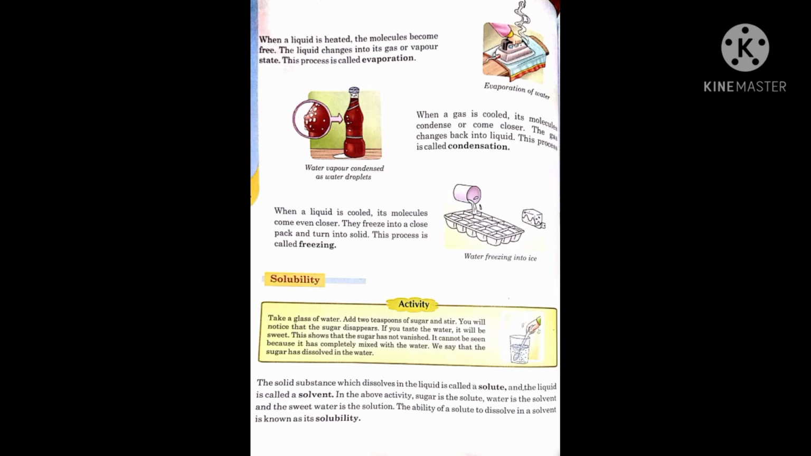For example, when we boil water in a pan and the water starts boiling, you will notice after some time the level of water decreases. This is because the liquid changes into steam, and this steam is called water vapor.